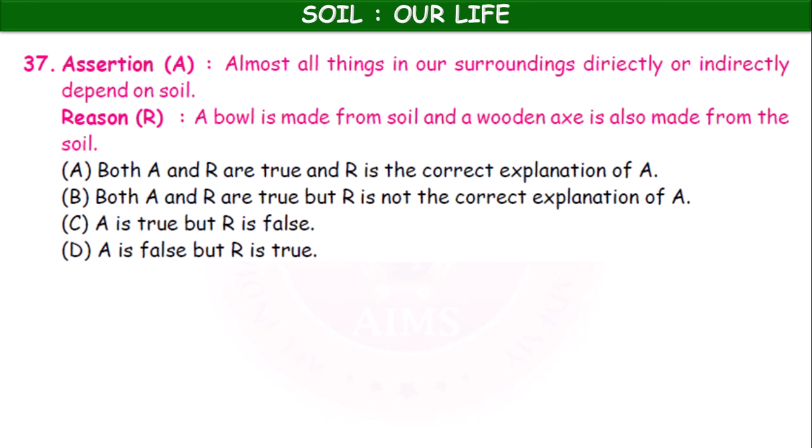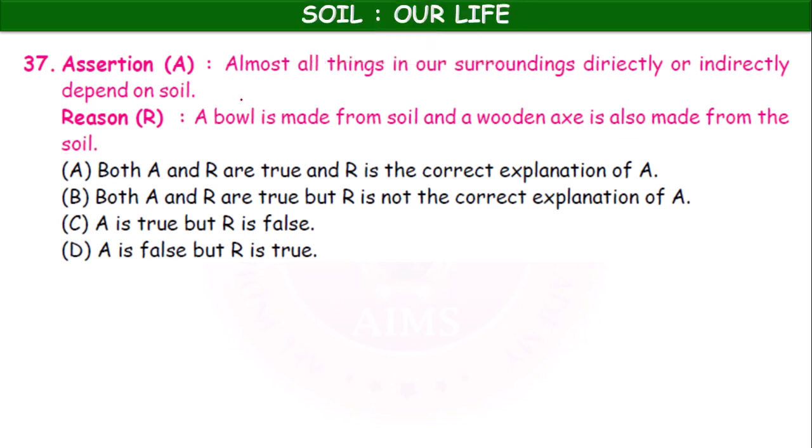So here is the assertion and reasoning type. Assertion: almost all things in our surroundings directly or indirectly depend on soil. Reason: a bowl is made from soil and a wooden axe is also made from the soil. So here the four options are given. Both assertion and reason are true, and the reason is the correct explanation of assertion. Both assertion and reason are true, but reason is not the correct explanation of assertion. Assertion is true, but reason is false. Assertion is false, but reason is true.